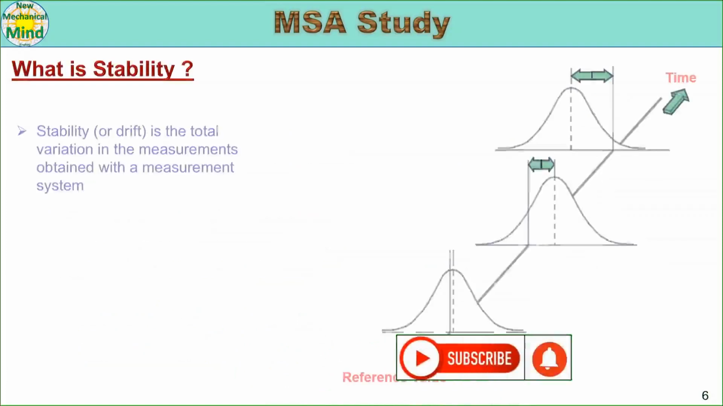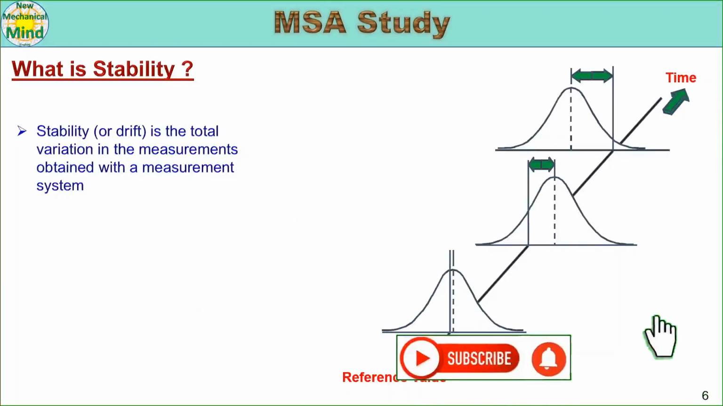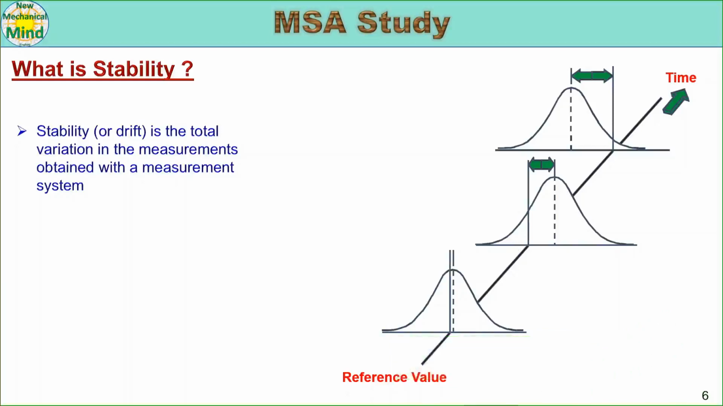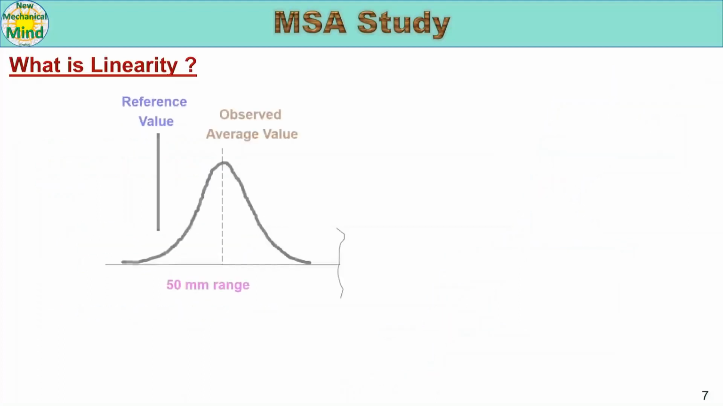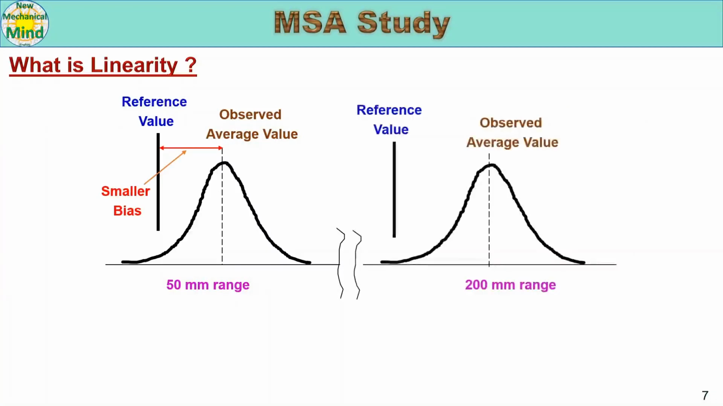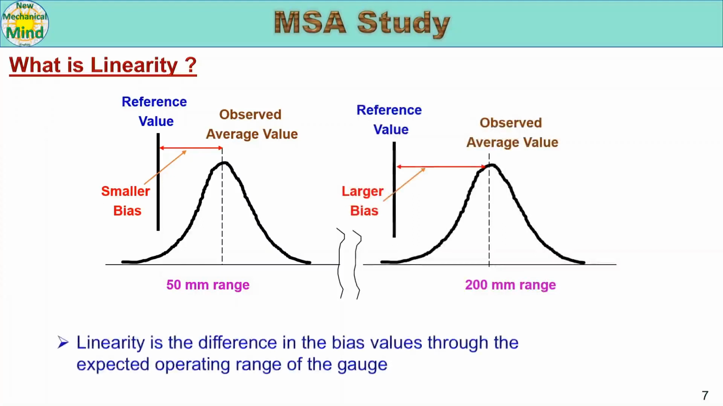What is stability? Stability or drift is the total variation in the measurements obtained with a measurement system on the same master or part when measuring a single characteristic over an extended time period. This is called stability. What is linearity? When we are using an instrument within a lower range, there will be a smaller bias. If we are operating that instrument at a higher range, the bias will be more. So linearity is the difference in the bias values through the expected operating range of the gauge.